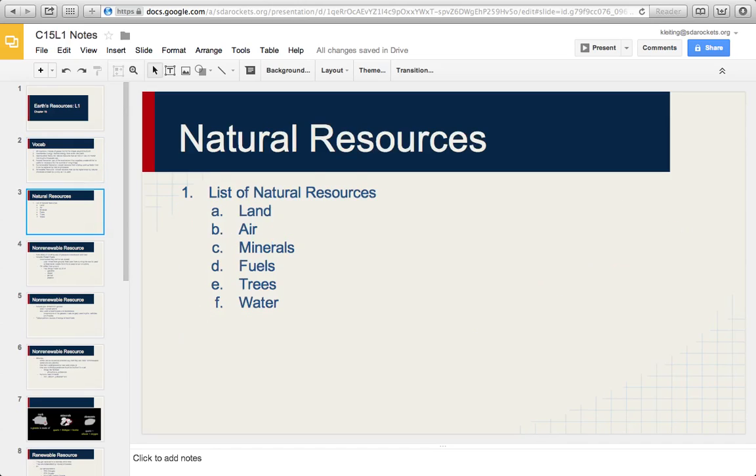So a quick list of just some of the kinds of natural resources that we'll be looking at. We have land. We might not think of that as a resource very often, but obviously if it's where we grow a lot of our food, it's going to be a pretty important resource to us. Air is another one because we need clean air to breathe. Minerals we'll talk about a little bit more. Those are going to be really important for humans and animals and plants. Fuels are pretty important to humans. Trees, water. Again, these are all things that humans and other organisms use on the earth to live.